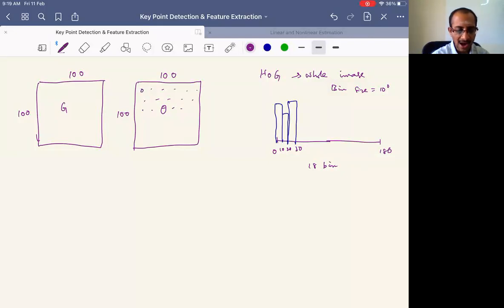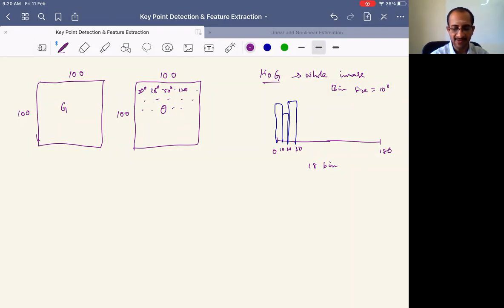So at each pixel you have an angle, say 20 degrees. It's a matrix finally, a 100 cross 100 matrix, with values like 15 degrees, then 50 degrees, then 120 degrees and so on. What we are doing here is counting the number of angles in each bin and making a histogram of orientation gradients.